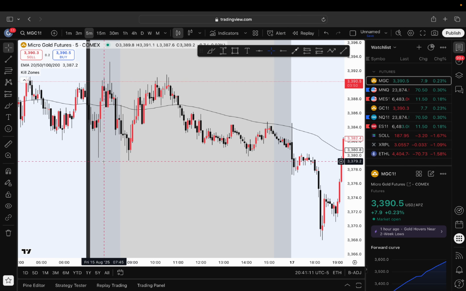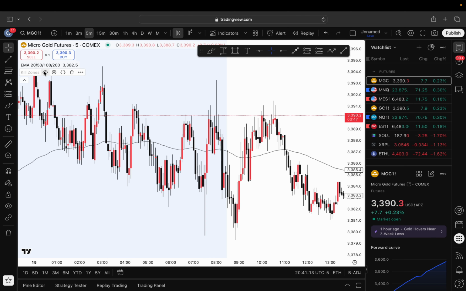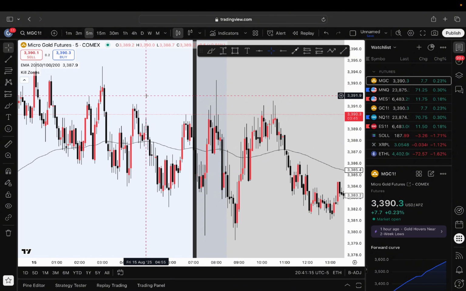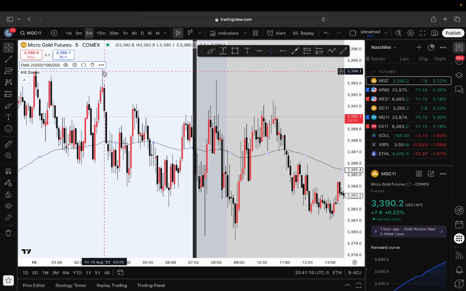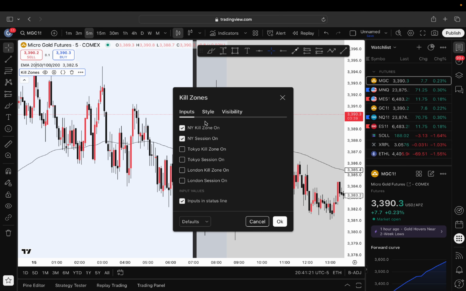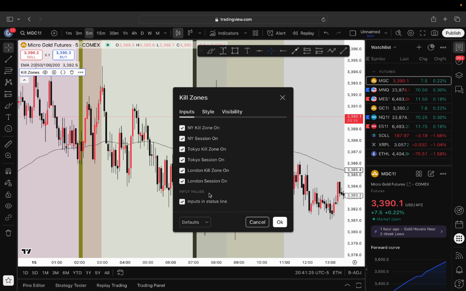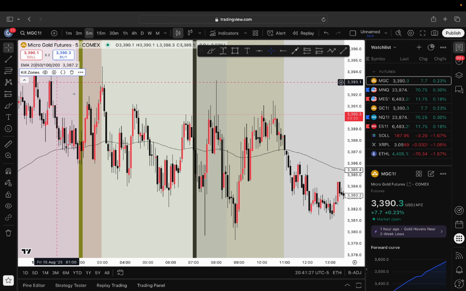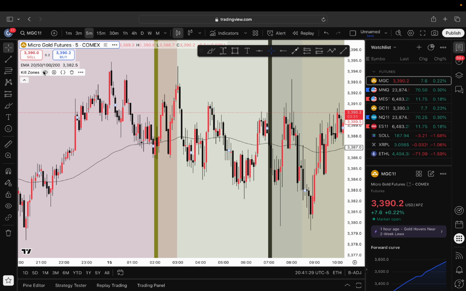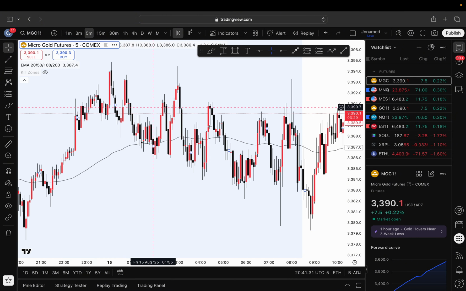Other than that, you can have only your own session on. But in order for you to not get confused, just have them all on, and you can always take them off with the little eye and view them again.